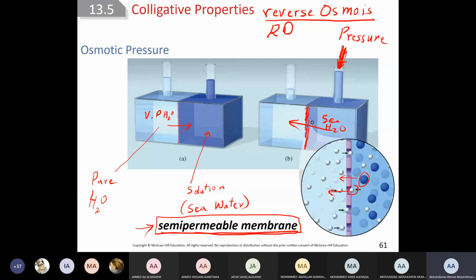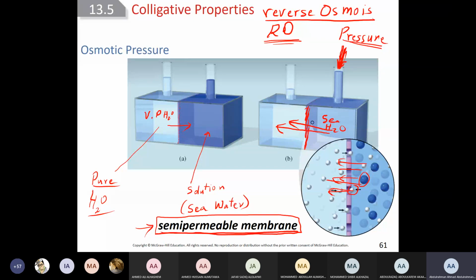Semi-permeable membrane. It is a special type of membrane that allows only water molecules to go to this side. Only water molecules. And when you put pressure here, what will happen? Only pure water will go to this side and we will send it to you for drinking. Is this clear? What's the process called? Reverse osmosis.